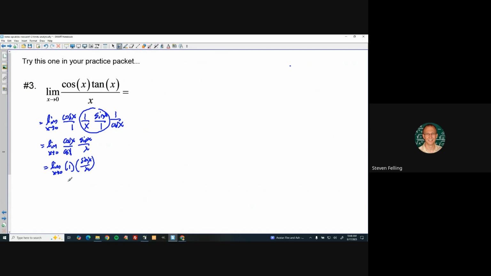So this limit evaluates to a 1, and this is that special limit, that the limit as x approaches 0 of sine of a constant x over the same constant x is also a 1. So therefore we can declare that the limit as x approaches 0 of cosine of x times tangent of x over x is actually equal to 1 by using this little trick.